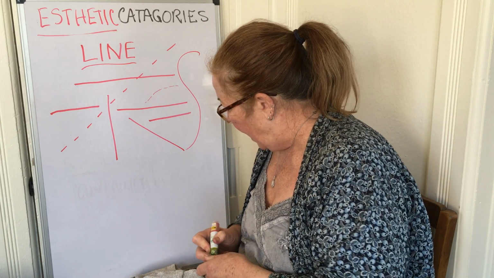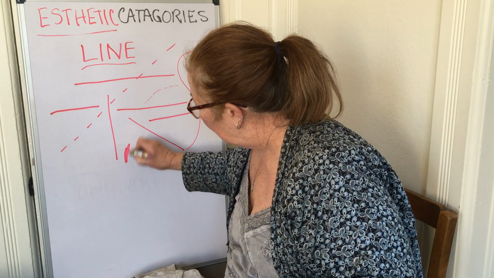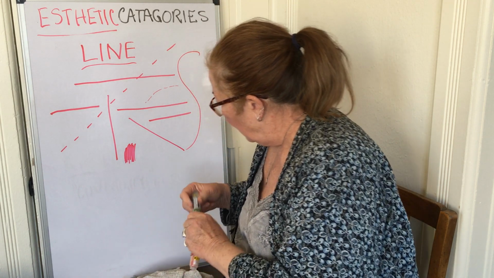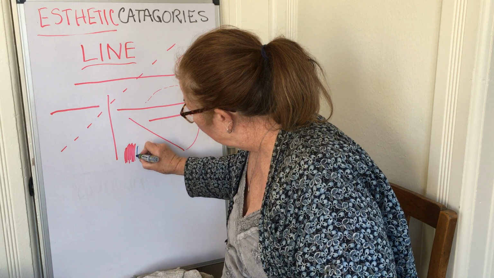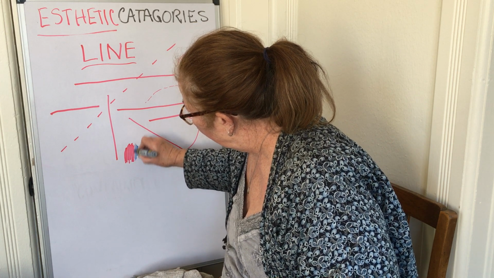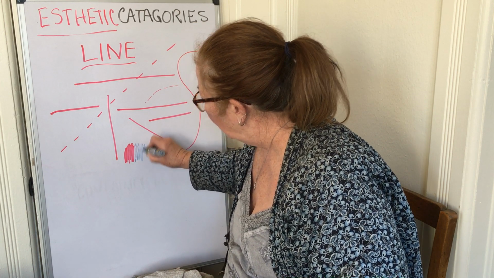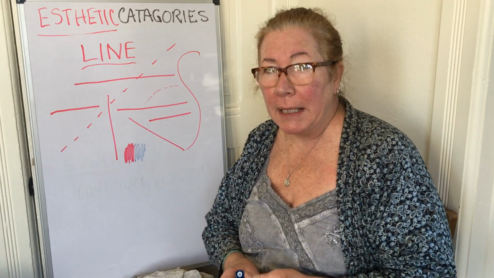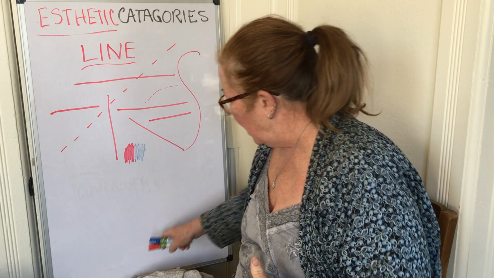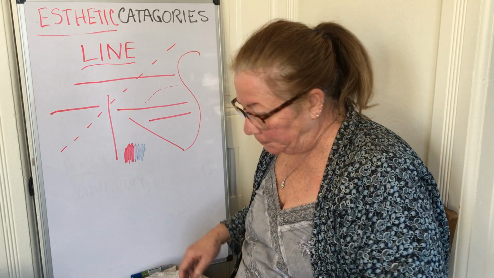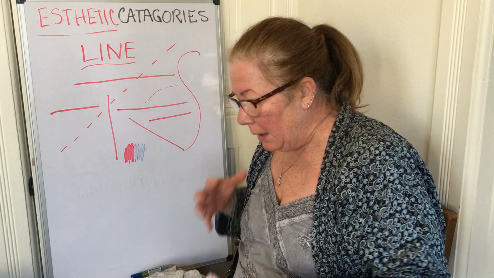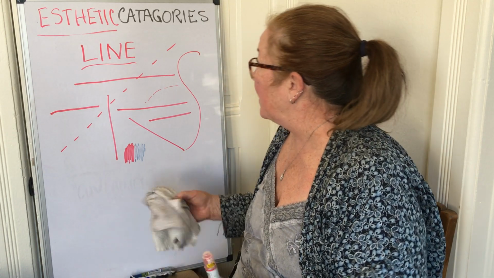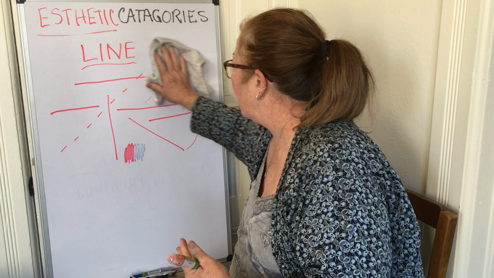For instance, say I had a color like this in an artwork and a color like this. Where those 2 colors meet is an implied line. There's not really a line drawn there, but there's an implied line. So line is really important in art, and we're going to be talking about it quite a bit. So this is something you want to remember.